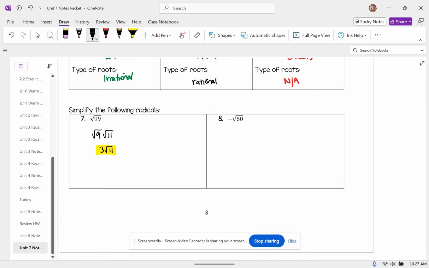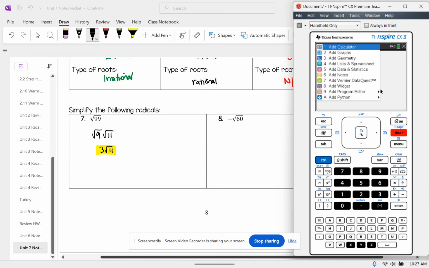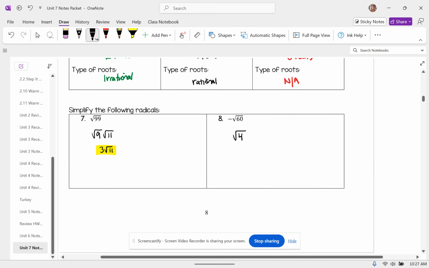What about negative 60? Let's do that one. Radical negative 60. I don't need the negative. I'm going to scroll till I find a perfect square. 4. 15 and 4. There's a negative out front. Careful.